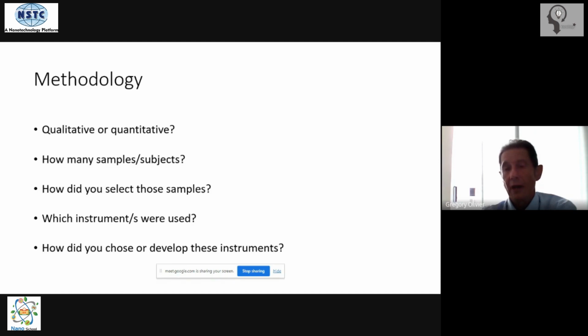Right? You have to figure out how many samples or how many subjects you're going to select. How did you select those samples? Which instruments did you use, and how did you choose those instruments? Or perhaps if you develop your own instruments, how did you develop those instruments? This is very, very important for your study to be taken seriously.